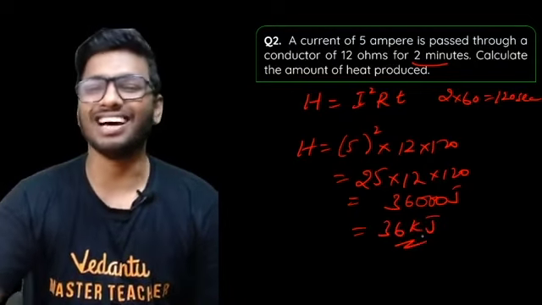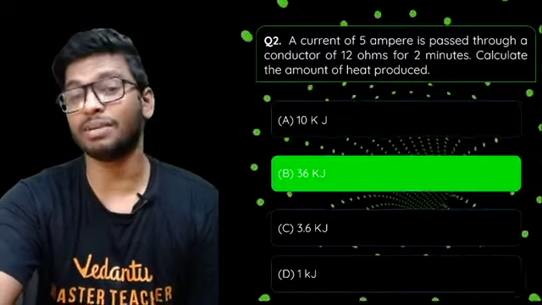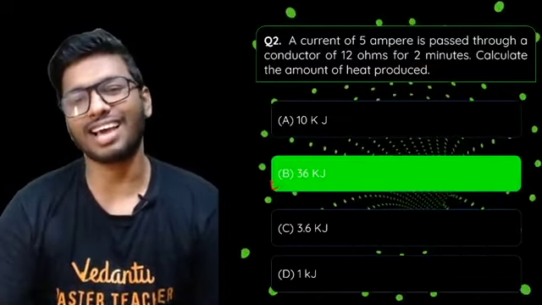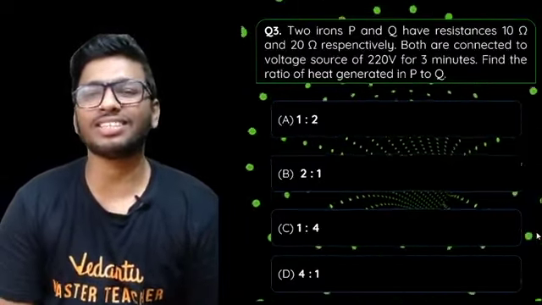Simple, guys. That is the answer. So the heat generated or heat produced in this particular circuit is basically 36 kilojoules. As simple as that. So that is the answer for the second question, guys. Alright, guys, moving on to the third question. This is the third question.